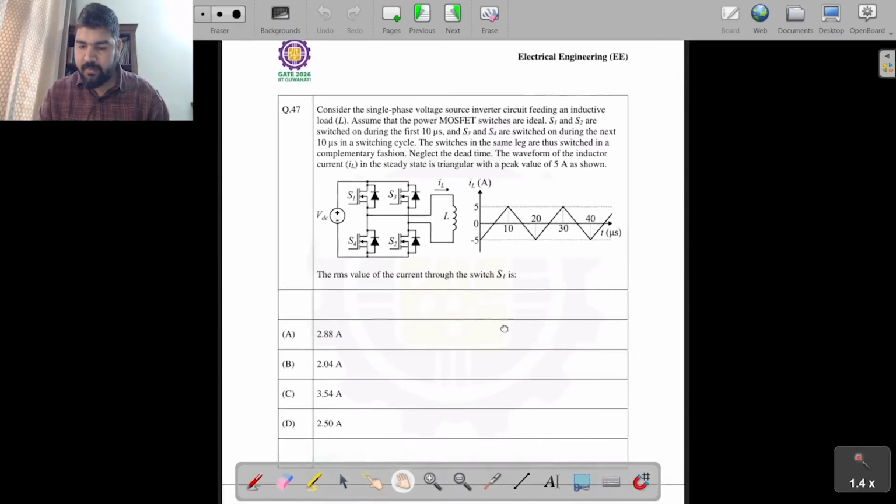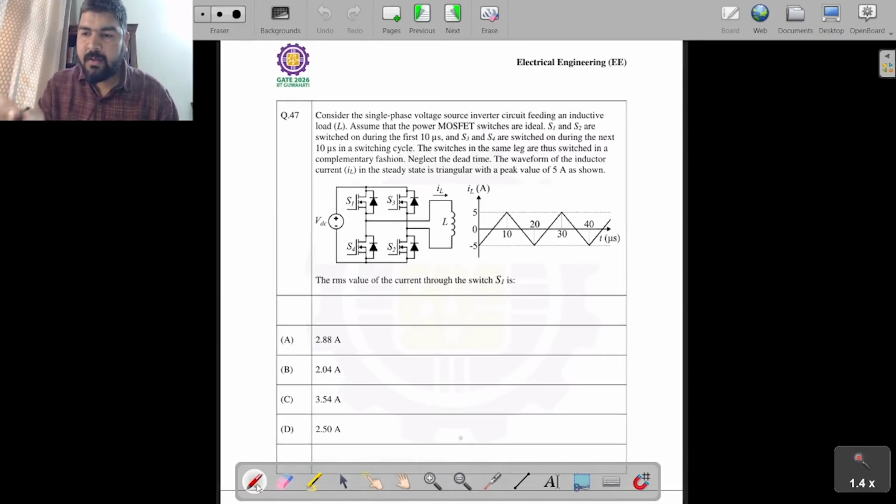So in this question, there is a single phase voltage source inverter. Consider a single phase voltage source inverter circuit feeding an inductive load L, assuming that the power MOSFET switches are ideal. S1 and S2 are switched on during the first 10 microsecond, and then S3, S4 are switched on during the next 10 microsecond. The switches in the same leg are switched in a complementary fashion. Neglect the dead time. The waveform of the inductor current IL in the steady state is triangular with a peak value of 5 ampere, shown in the figure.